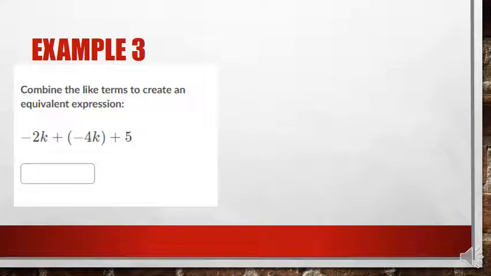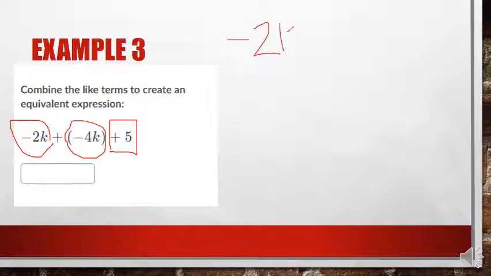Example 3. Combine the like terms to create an equivalent expression. We have negative 2k. We have a negative 4k. And then over here by itself, we have a positive 5. Okay, so I'm going to do my work to the side for my negative 2k plus my negative 4k.